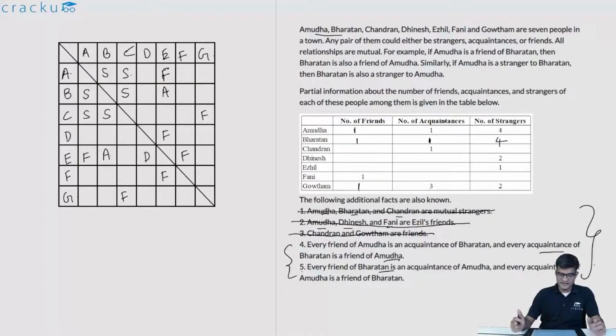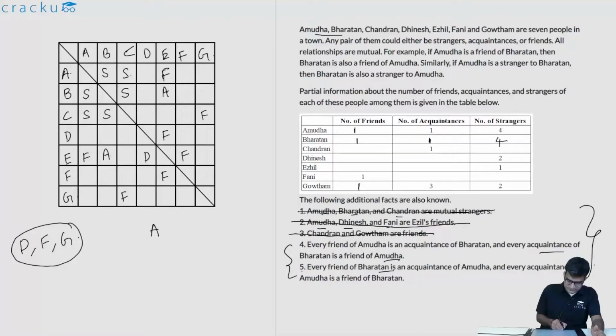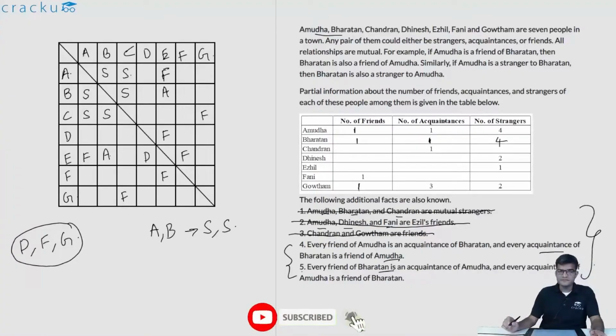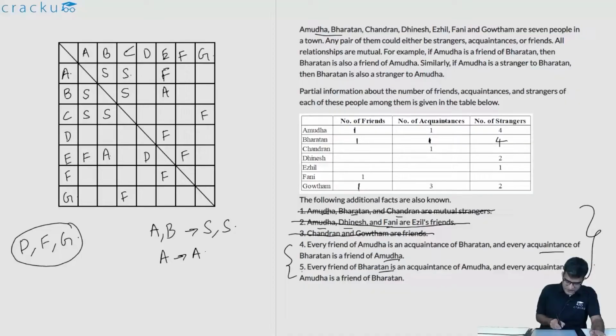What does this mean? There are 3 people remaining for both A and B. The 3 people are D, F, and G. Amongst D, F, and G, looking at the relationships that A and B are going to have, there will be 2 people who will be strangers to both A and B, and there will be 1 person who will be an acquaintance of A, and that person will be a friend of B.